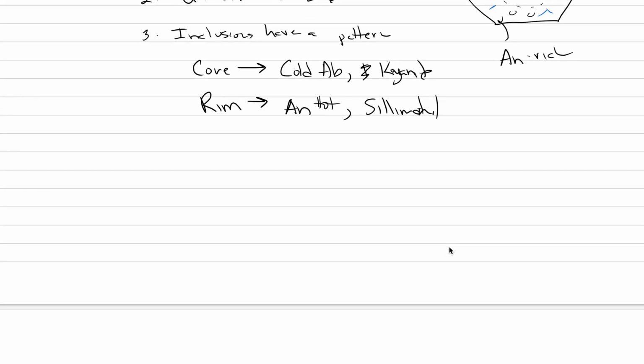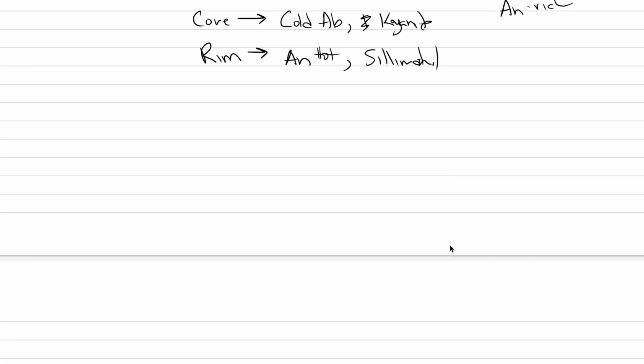And so we also know a couple timing relationships, right? We know that the core had to form first, so we know the core is old, and we know the rims are young. And so we have a little bit of a PTT pathway that we can put together here.